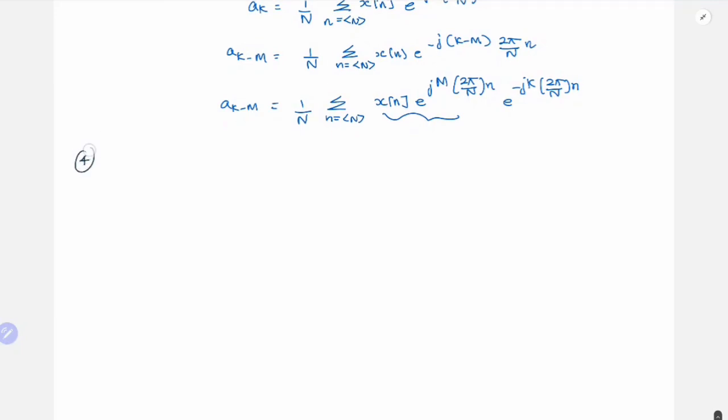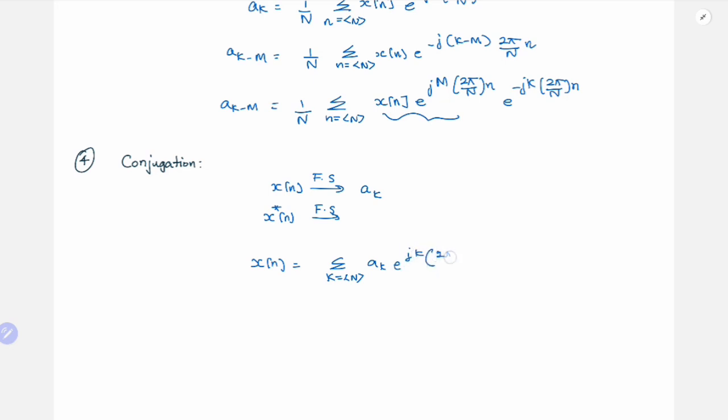So fourth, let us look into conjugation. So if my x[n] gives a_k, what does my x conjugate of n give me? So let us see. So x[n], what do I have? Again, a_k e^(jk(2π/N)n). So if I take a conjugate, I'll get summation k over N of a_k star e^(minus jk(2π/N)n).